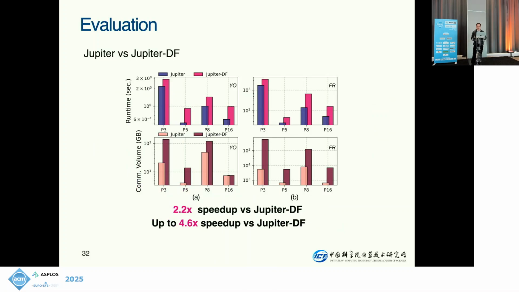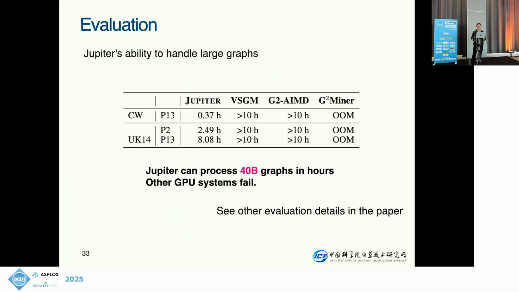We designed Jupiter Data Fetching to show how delegation performs. We can see that delegation achieved a maximum execution time improvement of 6.6 times and an average improvement of 2.2 times. In addition, Jupiter can process 14 billion scale graphs in hours while other systems fail. There are a lot more results in the paper, and you are welcome to check it out if you are interested.